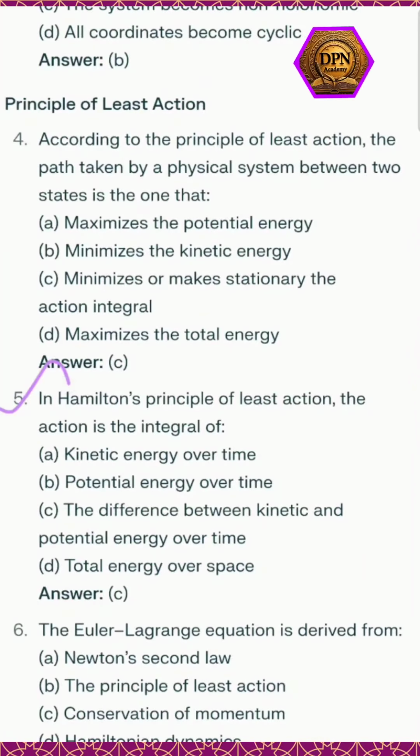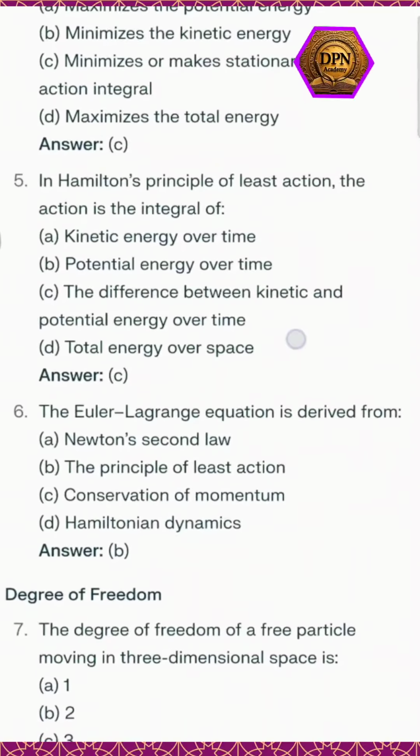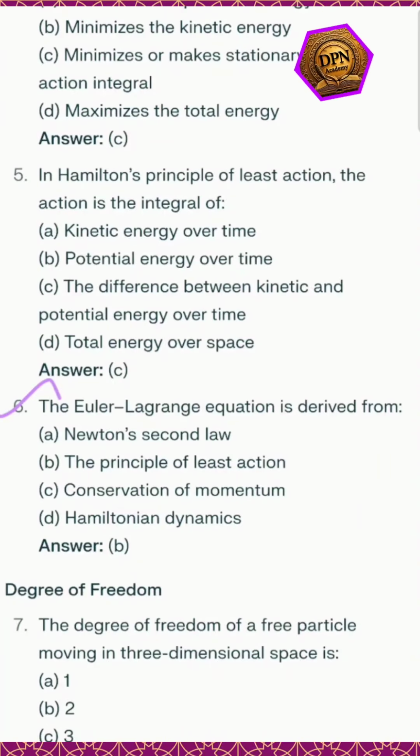Question number 5. In Hamilton's principle of least action, the action is the integral of, the correct option C, the difference between kinetic and potential energy over time. Question number 6. The Euler-Lagrange equation is derived from, option B, the principle of least action.